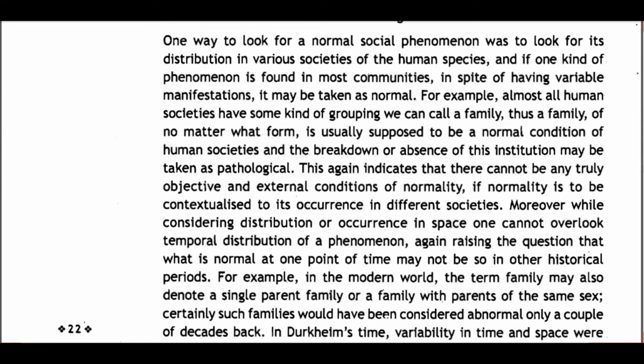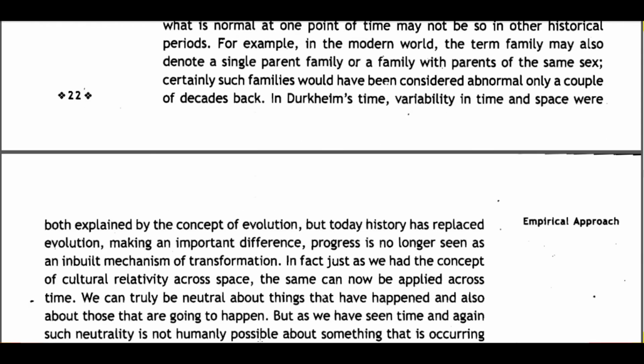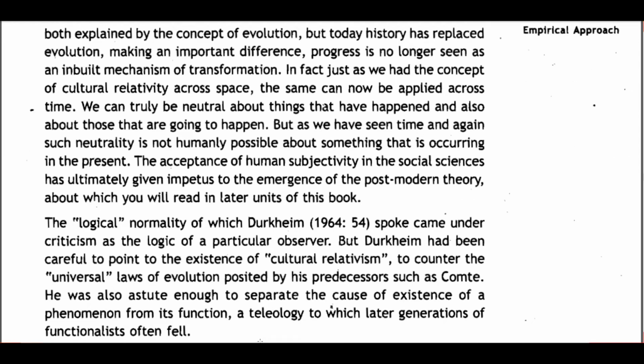In Durkheim's time, the variability in time and space were both explained by the concept of evolution, but today history has replaced evolution, making an important difference. Progress is no longer seen as an inbuilt mechanism of transformation in space. Just as we had the concept of cultural relativity across space, the same can now be applied across time. We can truly be neutral about things that have happened and about those that are going to happen. But as we have been told time and again, such neutrality is not humanly possible about something that is occurring in the present.